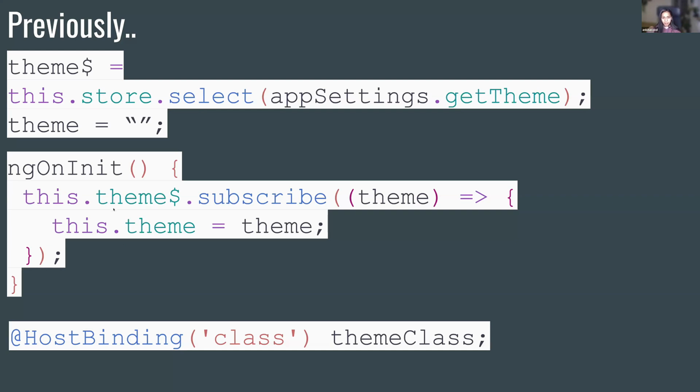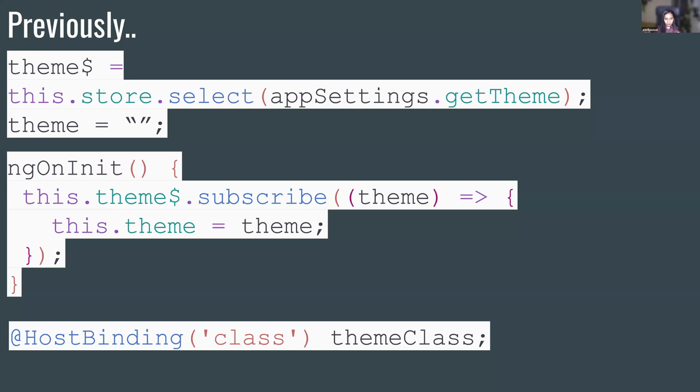Suppose in your Angular application you have multiple themes that a user can choose from, and you store the theme in an app settings reducer. When a user selects a theme, you update the state of the reducer, and then you read the value of the theme, subscribe to it, and bind to it.